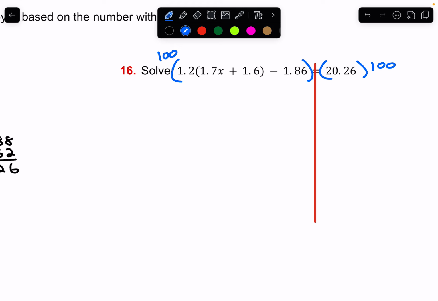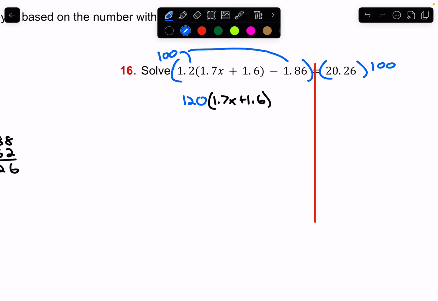When I distribute this 100, it goes to this 1.2 in front and to this negative 1.86, but it does not go to the 1.7x or the 1.6. Okay, this piece here is attached to the 1.2. This is all one term here because that 1.2 is being multiplied by both things on the inside of the parentheses. So when we distribute, we only distribute to the front, not to all 3 things. All right, so now when we actually work that out, 100 times 1.2 is 120. The parentheses, like I said, are going to stay the same.